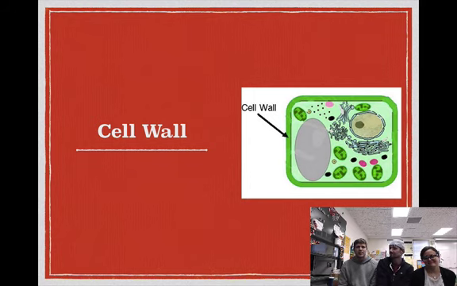So some cells have what we call a cell wall around the outside of the cell, and cell walls are found in plant cells and some protist cells, and they provide protection and support for the cell. And fungal cells. Right? And fungal cells. Some. True.